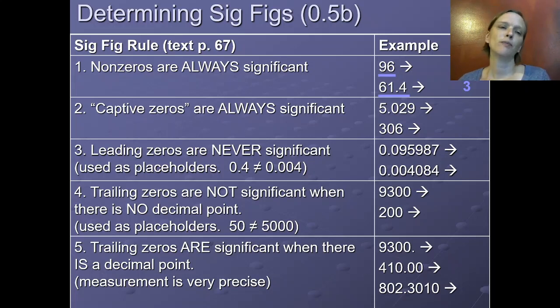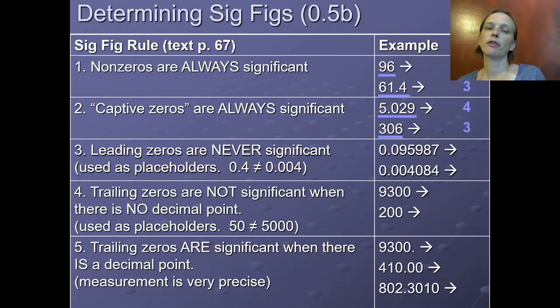Rule number 2, captive zeros are always significant. And what do I mean by a captive zero? I mean a zero that's stuck between some non-zero numbers. So the 0 in 5.029 is captive. It's stuck between a 5 and a 2. So all of the digits in 5.029 are significant. That number has 4 significant figures. Similarly with 306, that 0 is between the 3 and the 6, so all 3 of those digits are significant.